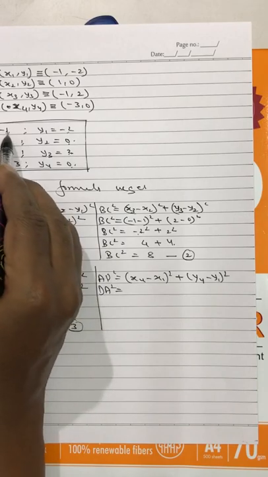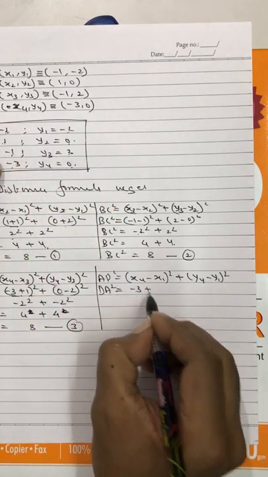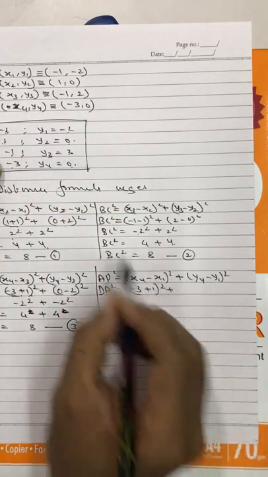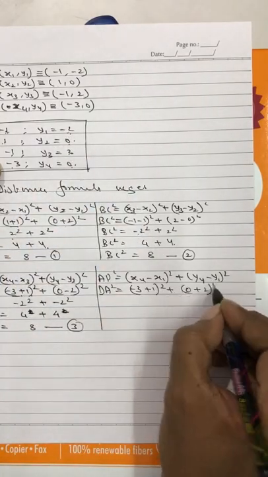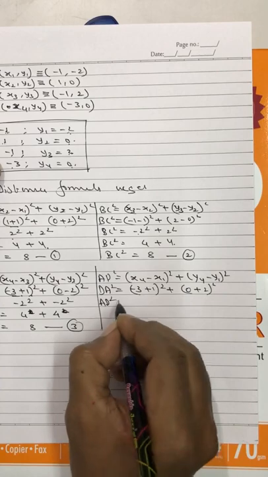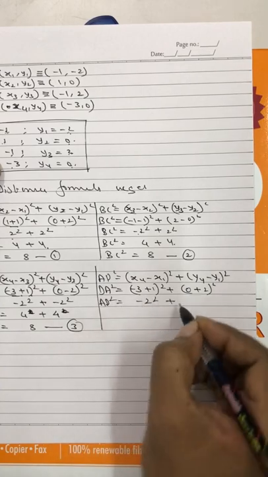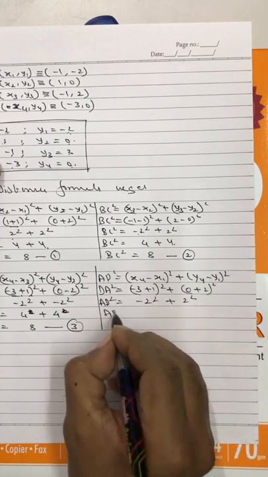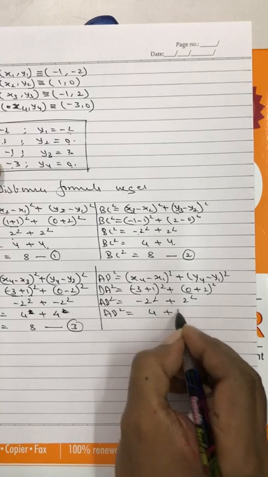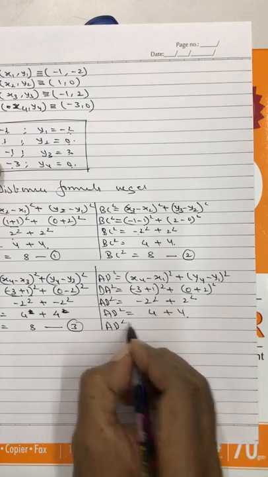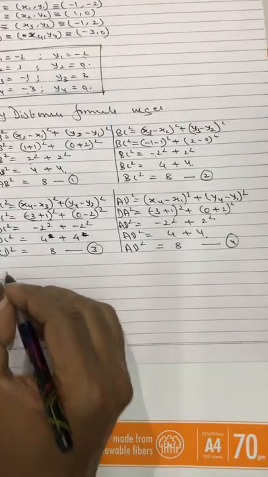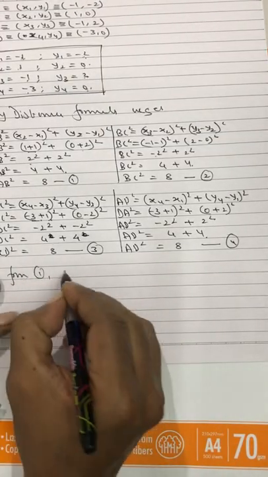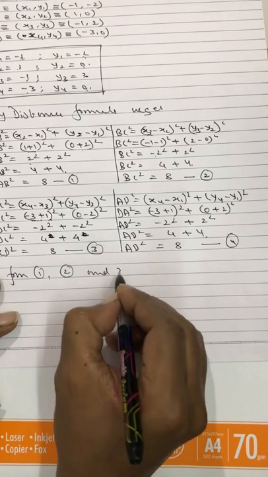So AD square, or DA square, is equal to (x4 minus x1), that is minus 3 minus minus 1, which gives minus 3 plus 1, the whole square, plus 0 minus minus 2, that will be 0 plus 2, the whole square. So AD square is equal to minus 2 square plus 2 square. Again AD square is equal to 4 plus 4. AD square is equal to 8. This is your 4.